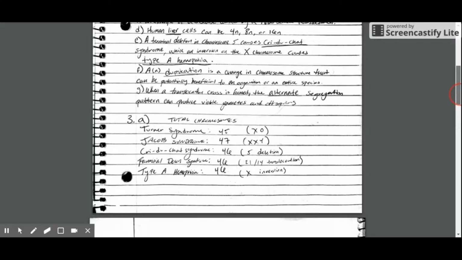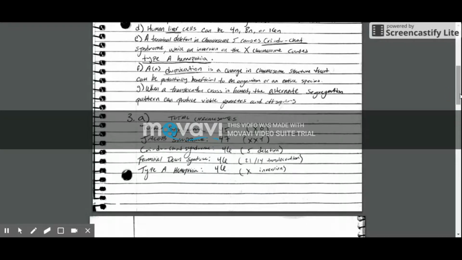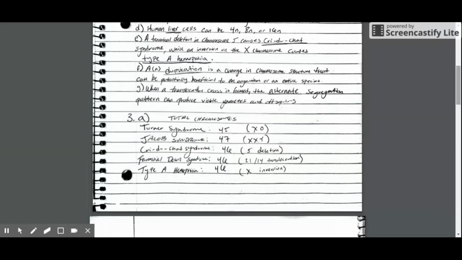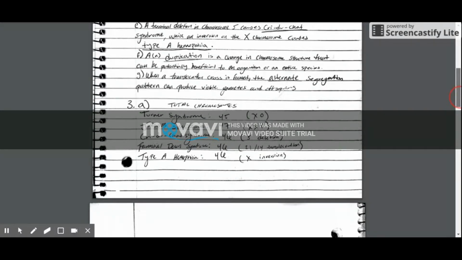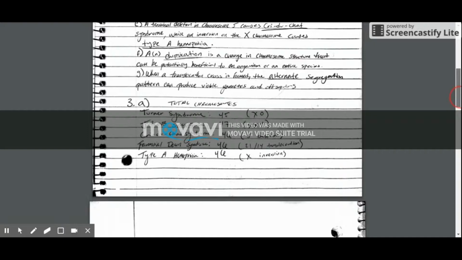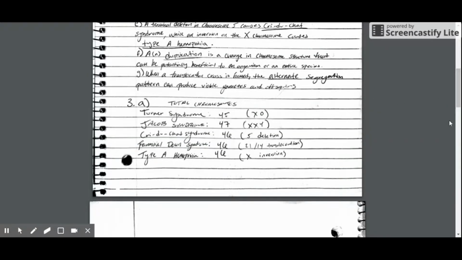syndrome. F says a duplication is a change in a chromosome structure that can be potentially beneficial to an organism or an entire species. Just more genes, more gene duplication of that gene helps produce more proteins to get whatever it needs to get done. G, when a translocation cross is formed, the alternate segregation pattern can produce viable gametes and offspring. The other two types do not produce viable gametes and offspring.